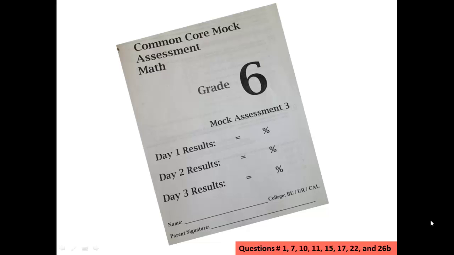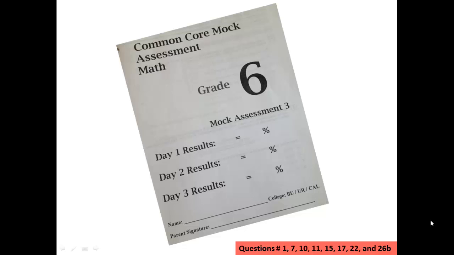And as you can see on the bottom right, I chose the questions that the most Kipsters got wrong, and that's numbers 1, 7, 10, 11, 15, 17, 22, and 26 part B. I know it's a lot of questions, but if you got a question wrong that's not one of these, you can just give me a call or come find me during school and we can go over them as well, okay? But these are the most popular ones that Kipsters got wrong, so I wanted to go over these online so you can work these out on your own.